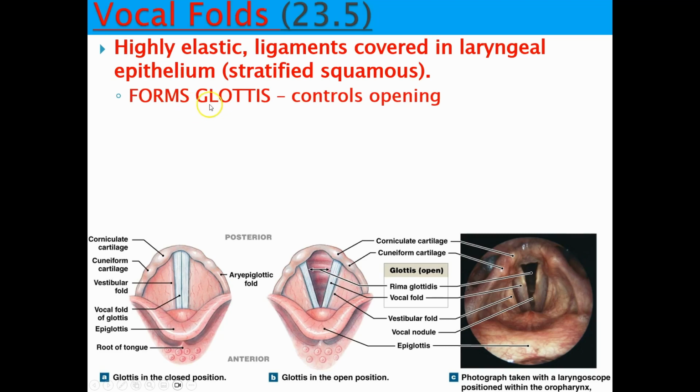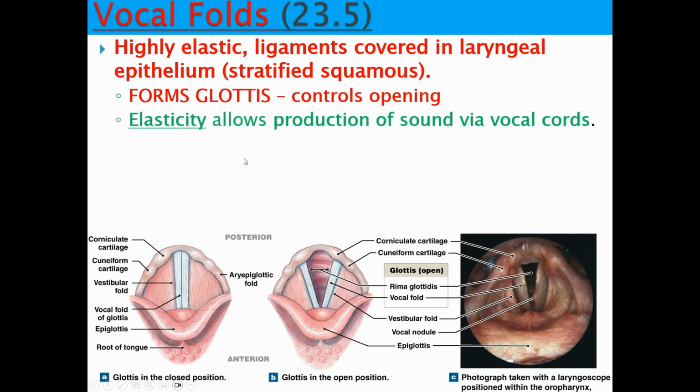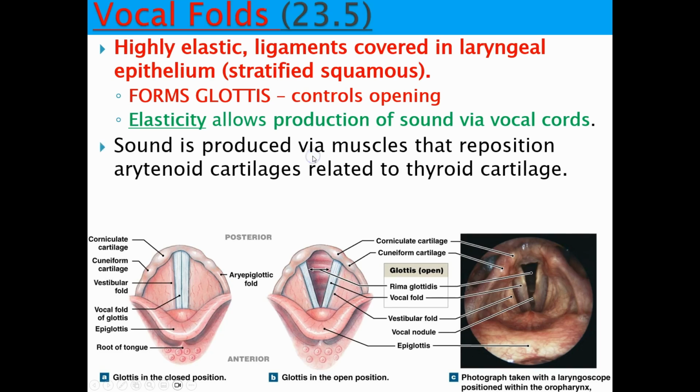All right, so the vocal fold helps form the glottis, which again controls the opening, as we see. I'm not going to use the term rima glottidis, as you can see here. We're just going to call it the glottis. The glottis is this opening. All right, the elasticity, you should know, is important to allow sound production by pulling on these, of course, the vocal ligaments to allow vibrations back and forth that produce different sounds as we force air out of the trachea or out of the respiratory system as a whole.